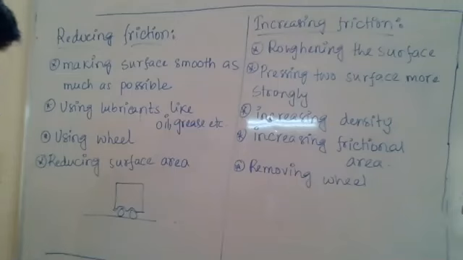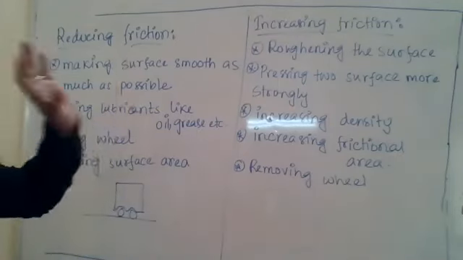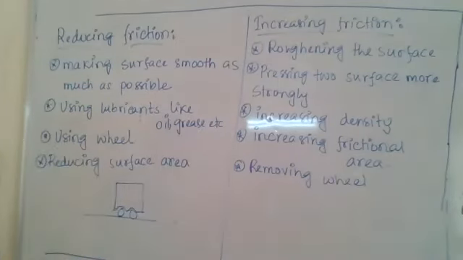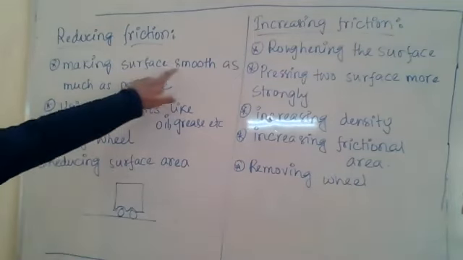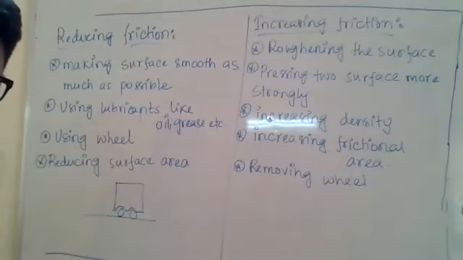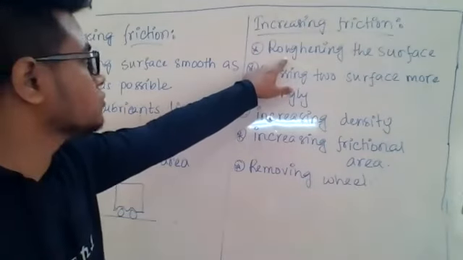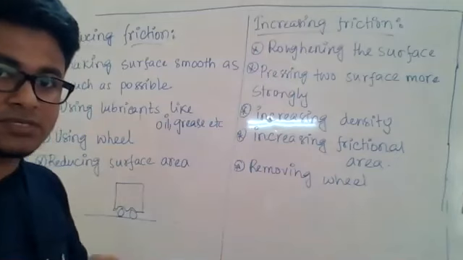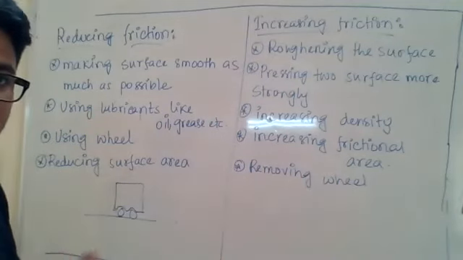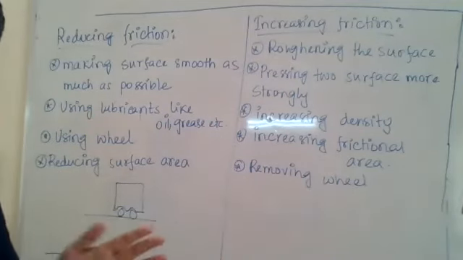Acha. Now, if you want to increase the friction, then we will do just the opposite of this. For reducing, we make the surface as smooth as possible. But to increase the friction, we need to roughen the surface. If the surface is rough, then what will happen? More friction will be caused.